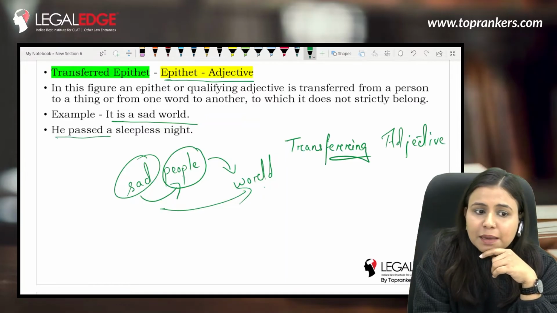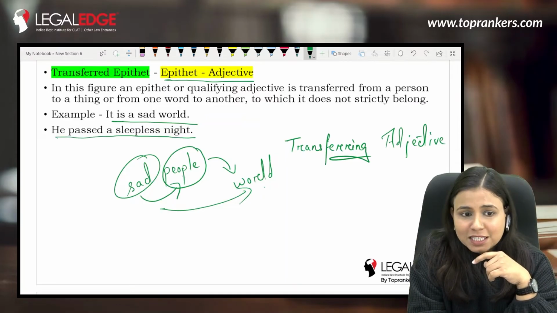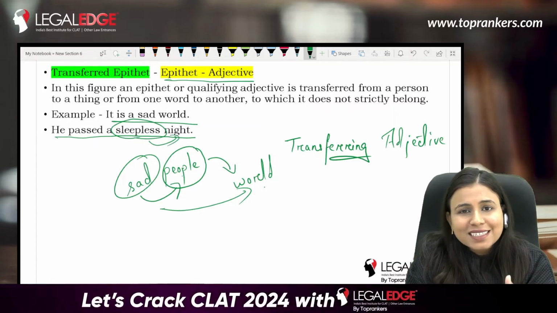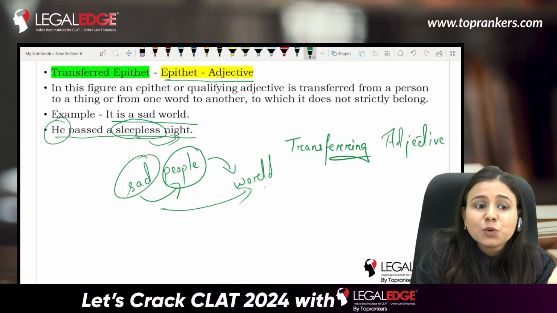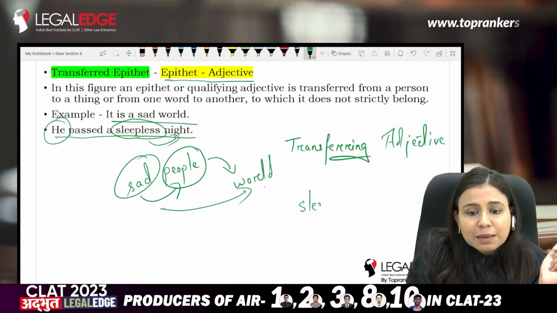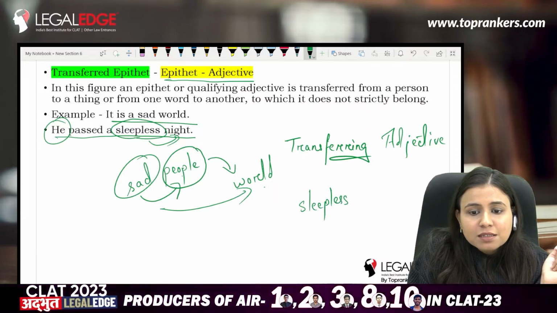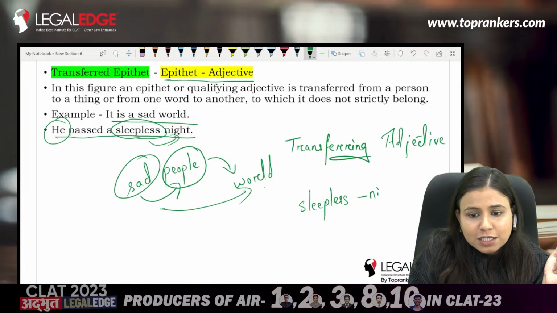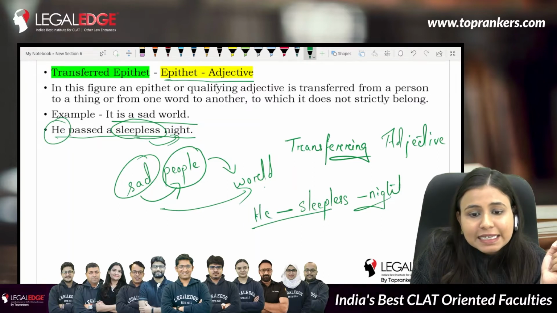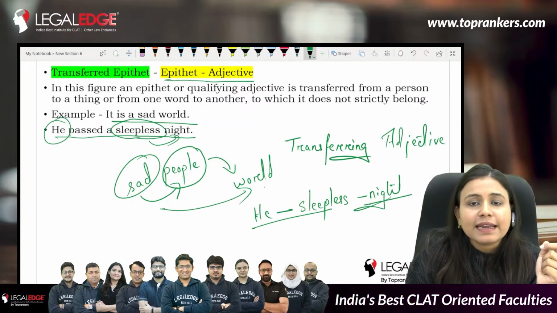Similarly, here, he passed a sleepless night. Now, this adjective with night does not fit here. Nights cannot be sleepless. It is he who is sleepless, the person who is sleepless, right? So the adjective sleepless has been passed from him to night. Okay, transferred from him to night. While it is he who is sleepless, they are saying the night is sleepless.